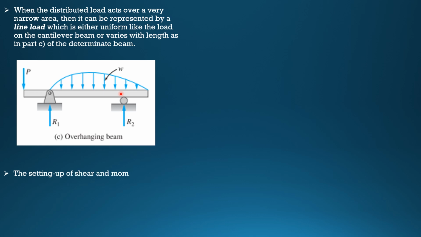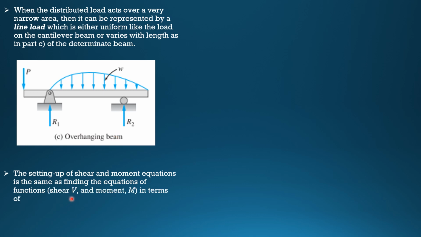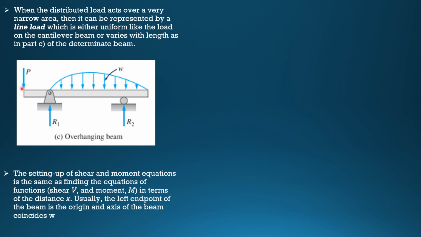The setting up of shear and moment equations is the same as finding the equations of functions. So shear is a function of x, and moment also in terms of the distance x. Usually the left endpoint of the beam is treated as the origin, and the axis of the beam, the neutral axis, coincides with the x-axis. So that's the preliminary idea so that we can set up the shear and moment equations.